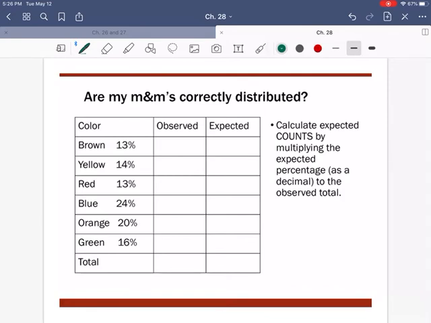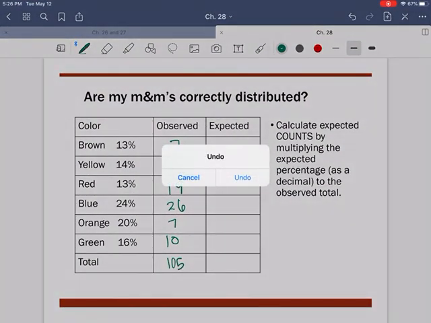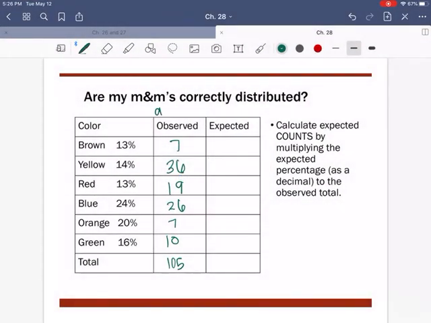So if we were in class, we would each get a pack of M&Ms and we'd count our distributions up. We're not, though. So we're going to take the results from a previous trimester, and see, when I've done this before, my pack had 7 browns, 36 yellows, 19 reds, 26 blues, 7 oranges, and 10 green. So if you add all those up, that gives you a total of 105 M&Ms in that pack.